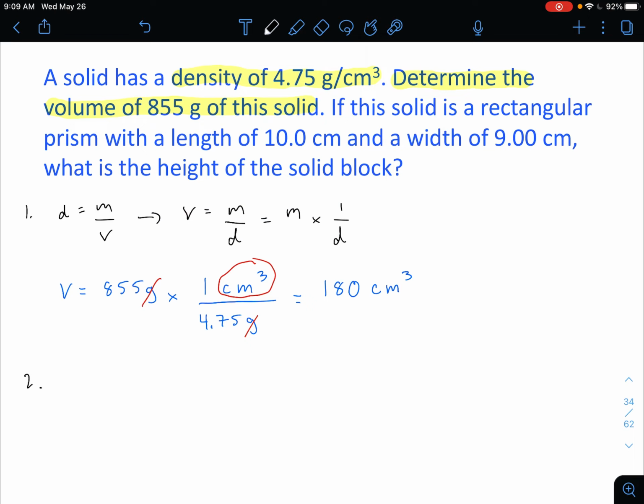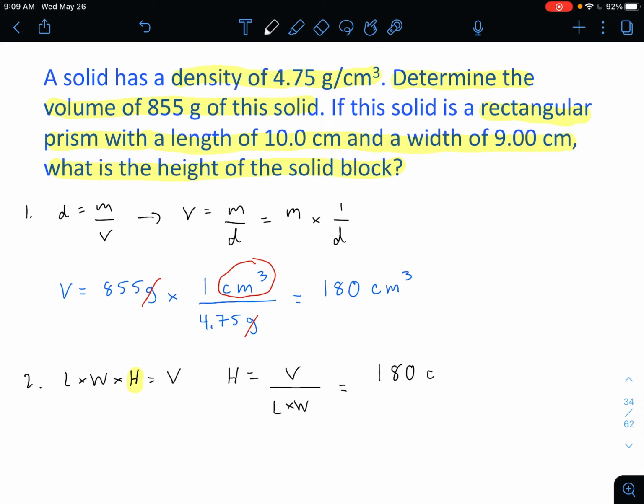Okay, let's see what's happening in the second part. So now it says, if this solid is a rectangular prism with a length of 10 centimeters and a width of 9 centimeters, what is the height of the solid block? So we saw earlier, right, and this is hopefully old news, length times width times height equals volume. So now I have length and width and volume, and it's asking me to solve for height. So fairly straightforward, right? That would just mean height equals volume divided by length times width. So we can follow that fairly easily here.